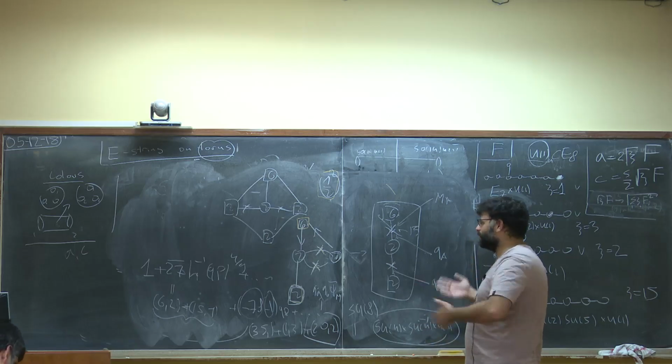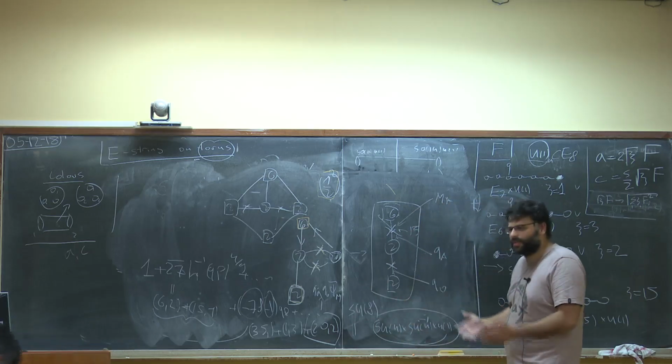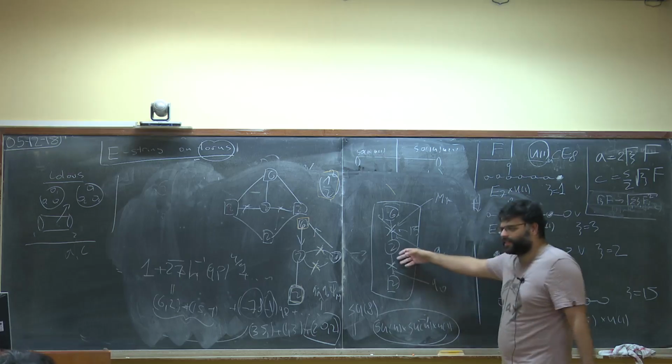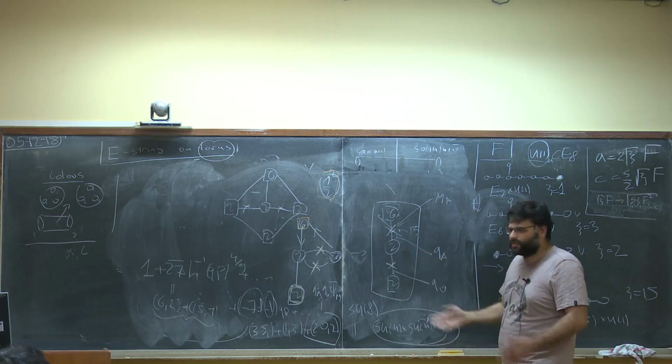You usually think that E6 is something which is hard to engineer, but here it is. Maybe the simplest interacting CFT that you can think of. You just deform it by a superpotential, and you get an E6.